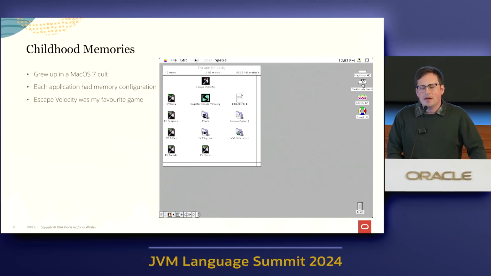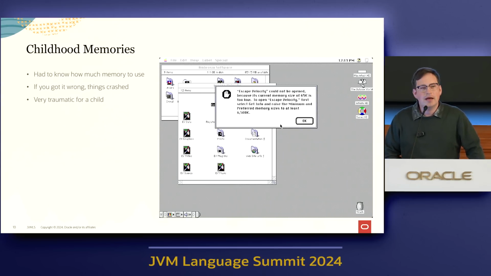Something I don't tell a lot of people is that I grew up in a Mac OS 7 cult. Back then, you had to configure each application with how much memory it needs. And this was my favorite game, Escape Velocity. Here we can see you have to configure the amount of memory. If you got it wrong, you get an error telling you that, here's a crash, you can't run the program. So then you have to ask yourself, how much memory does a space game need? And this is pretty hard to tell, really, and was quite traumatic to deal with.